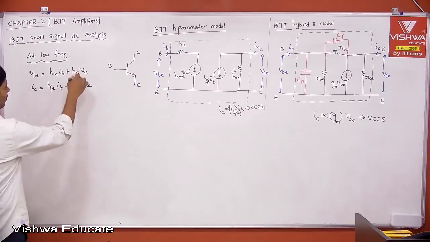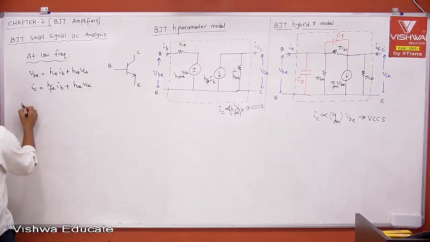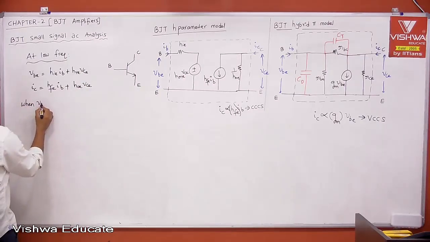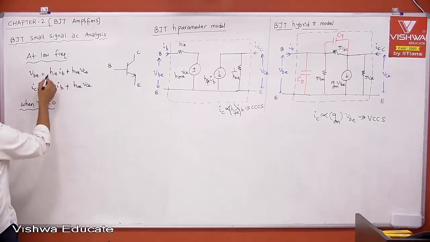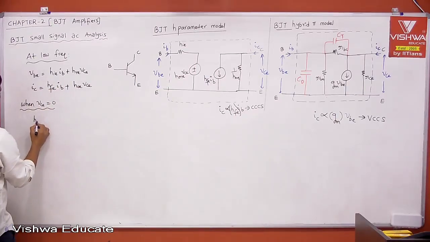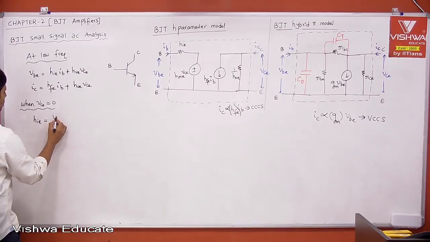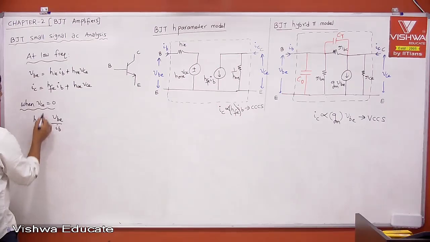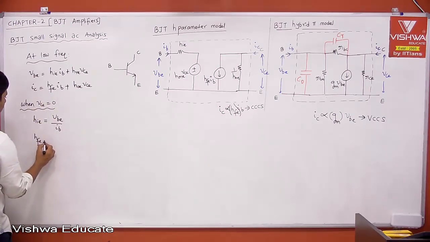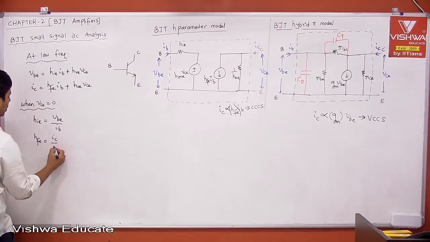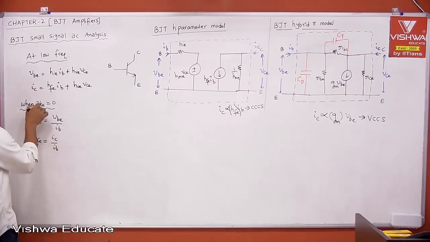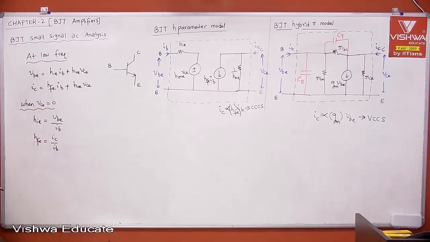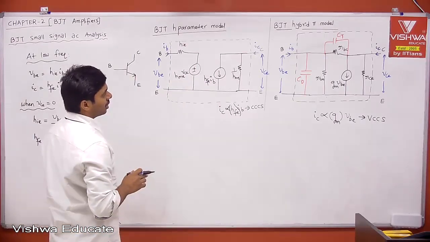Now, tell me what HIE is when VCE is equal to 0. HIE is equal to VBE divided by IB. Then HFE is equal to IC divided by IB. But remember, these are all true when VCE is equal to 0. That is fine.